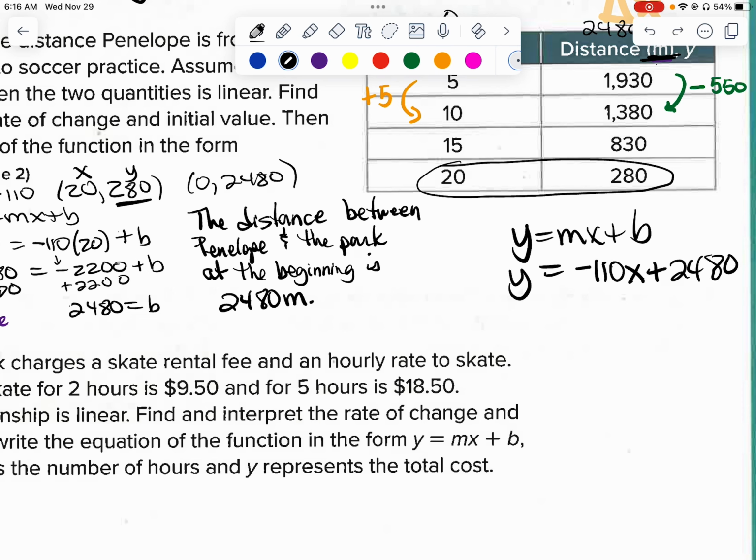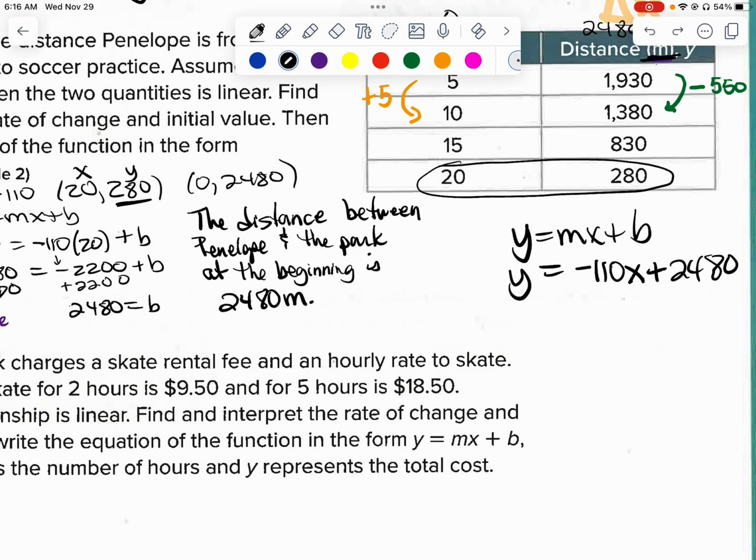Okay, then this next one says, the roller skating rink charges a skate rental fee. So if you have a pair of skates, it's going to cost an amount of money and an hourly rate. So this right here is going to be my m. The skate rental fee is going to be my b.